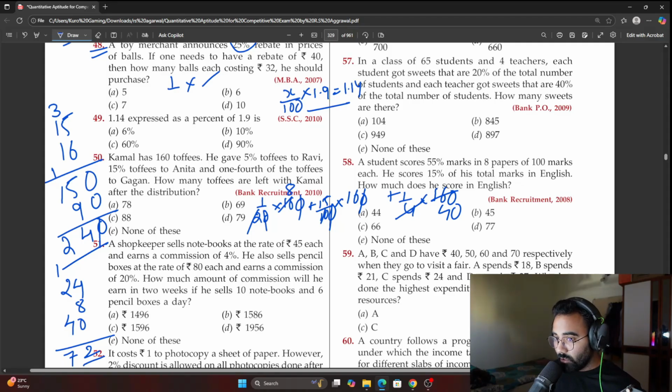Now they're asking what is the remaining. So 160 minus 72, that should give you 10 minus 2 is 8, 88 I think. Yeah, so answer is C.